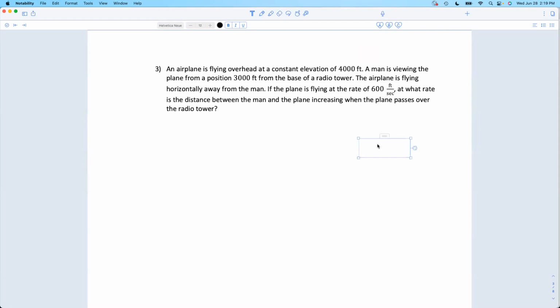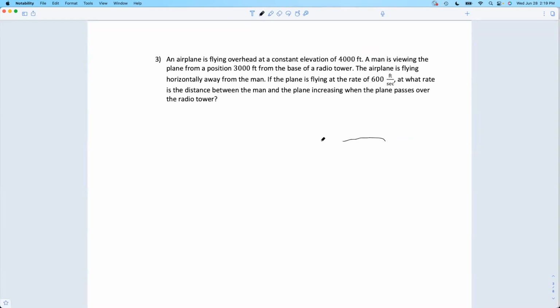So I've got here on the ground, I've got some dude. He's right here. He is 3,000 feet away from some tower. So here's some tower. There's a plane overhead. This distance here is 4,000 feet.